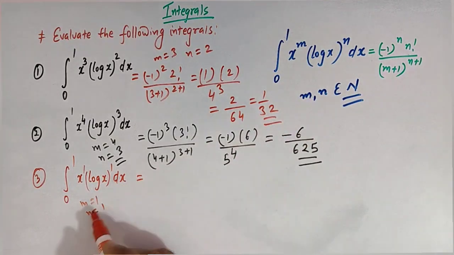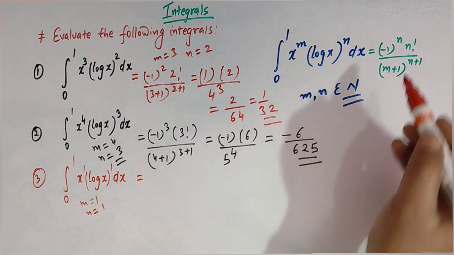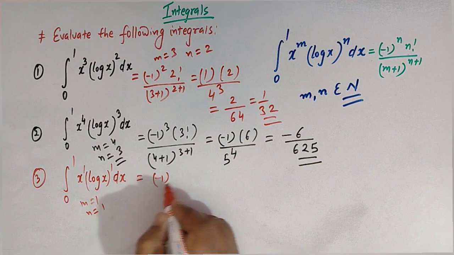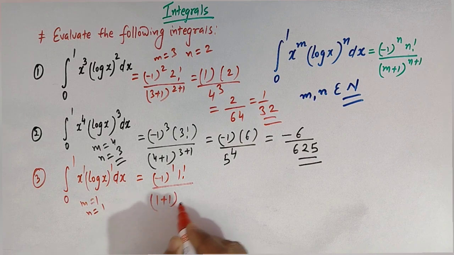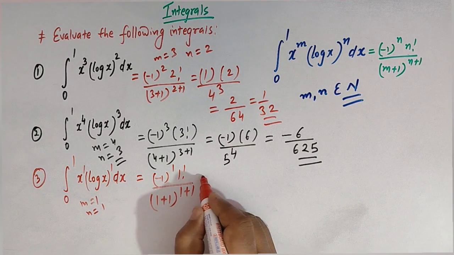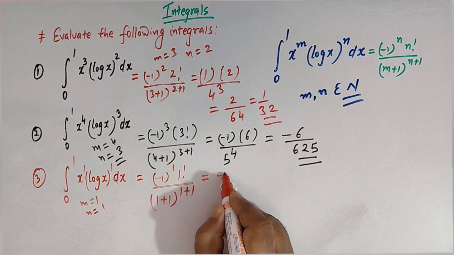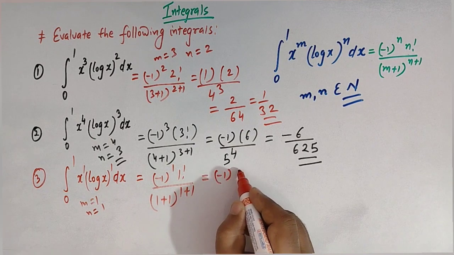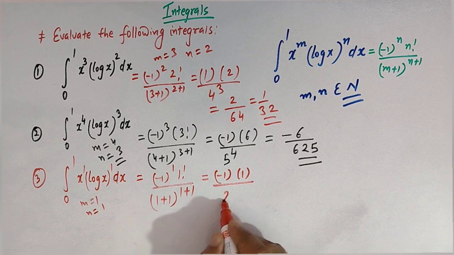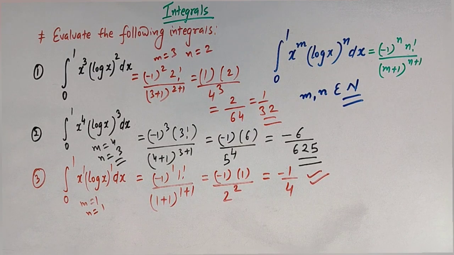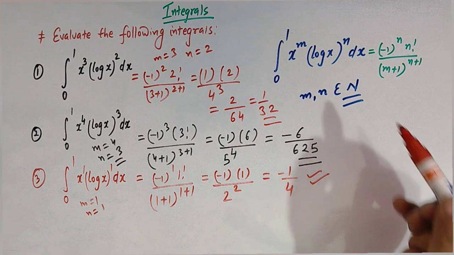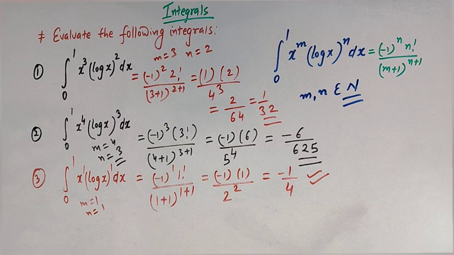Now substituting m is equal to 1 and n is equal to 1 in this result, we have minus 1 raised to 1, then 1 factorial, then 1 plus 1 raised to 1 plus 1. So minus 1 raised to 1 is minus 1, 1 factorial is 1, and this is 2 raised to 2, so this is minus 1 over 4. So viewers, this is how by making use of these types of quick results, we can arrive at the values of these types of integrals.